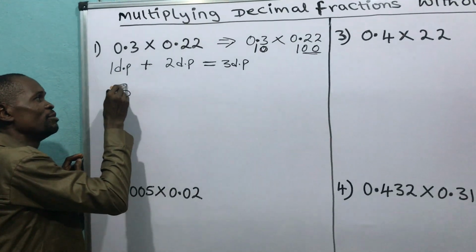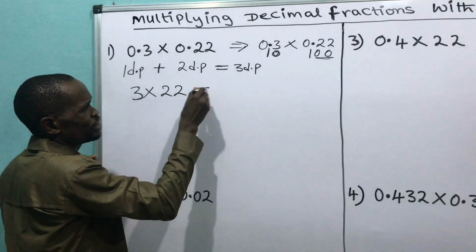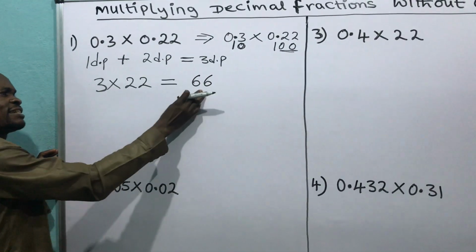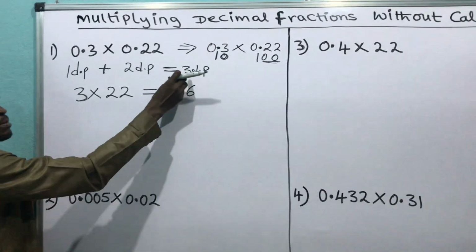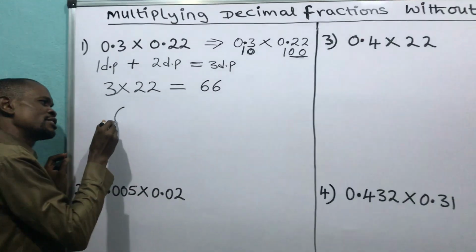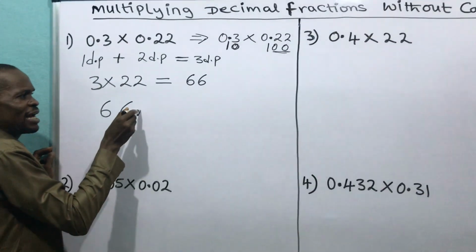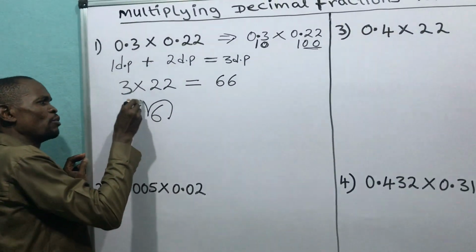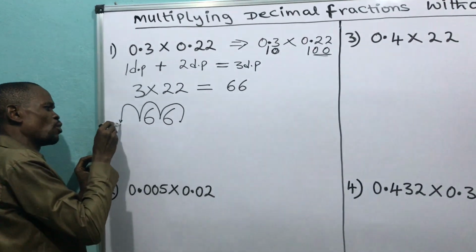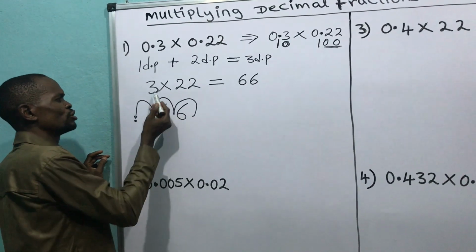It becomes 3 times 22, and 3 times 22 will give me 66. And with this 66, I'm going to return the decimal point, the decimal places. I'm going to have 6, 6. Look at where my point is. I'll start from here, 1, then 2, then 3. Look at where it's going to stop the point.